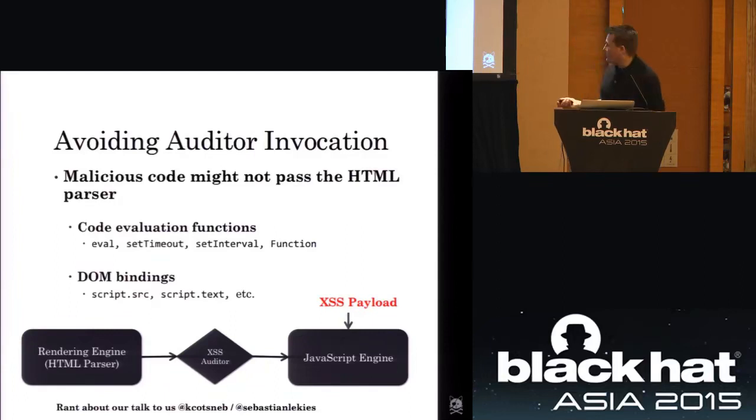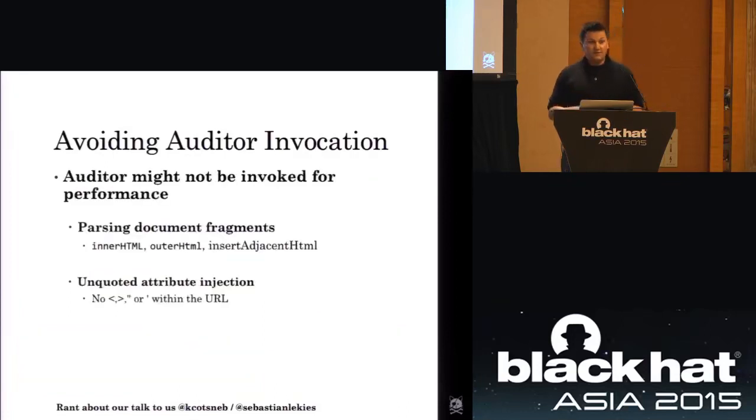Furthermore, we also have the DOM bindings in JavaScript. So we have things like script.src and script.text. So whenever we pass a user-controlled string to such an attribute or such a property through the DOM bindings, it will never go through the HTML parser, and so we will never see the XSS auditor in this case. The second reason for the auditor not to be invoked is performance.